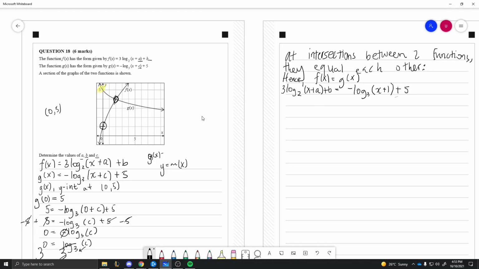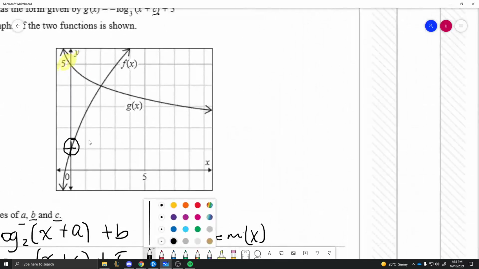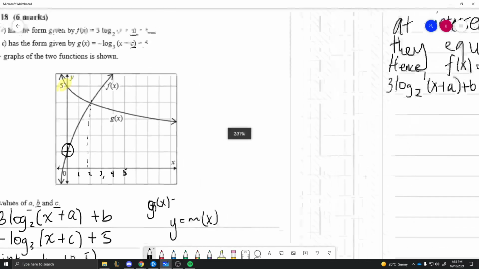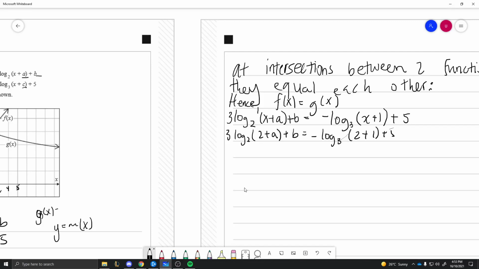But you also need to remember that because we have x's to play with, if you look at the intersection, you can get the x from it, because the graph gives you the x. If this is 5 here, this is going to be 1, 2, 3, 4, and this x is at 2. So you can sub x into both sides, which is 2, where they intersect: 3 log 2 of (2 plus a), plus b, equals negative log 3 of (2 plus 1), plus 5. This entire side has no variables in it, so you can just solve it.